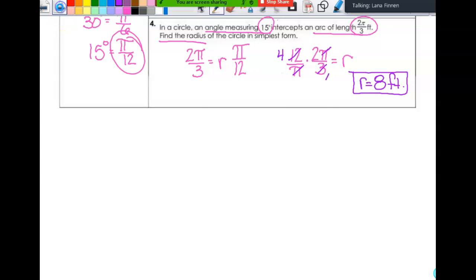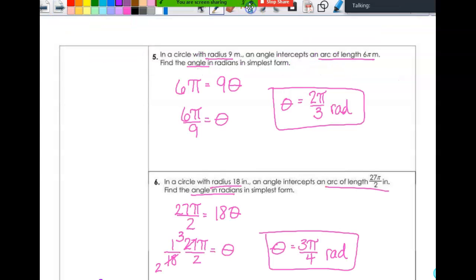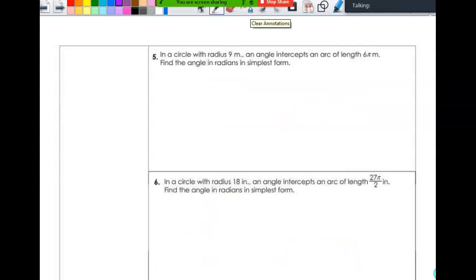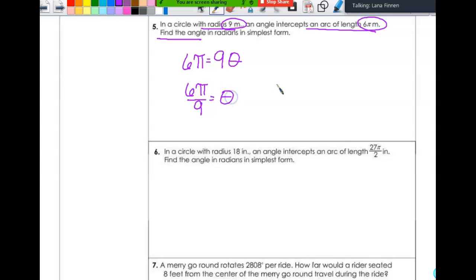Alrighty. Let's look at the next one. In a circle with radius 9 meters, I've got the radius, the angle intercepts, I've got the arc length of 6 pi. I want to find the angle. So arc length is 6 pi. That's equal to r, which is 9, times theta. Trying to get theta by itself, so I divide, so I get 6 pi over 9 equals theta, which means theta equals 2 pi thirds, and this is radians because it's the angle.